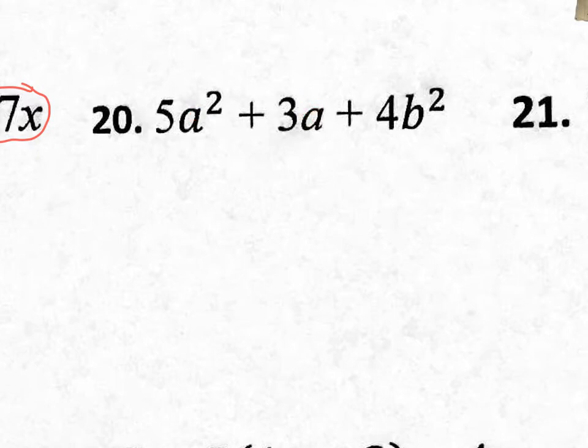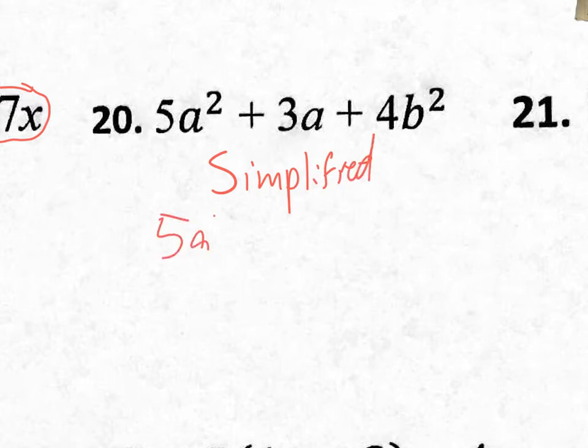There is no other a. There is no other b squared. So there is nothing to do. You could write as an answer that it's simplified, because it's already simplified. Or you could just rewrite it. 5a squared plus 3a plus 4b squared.